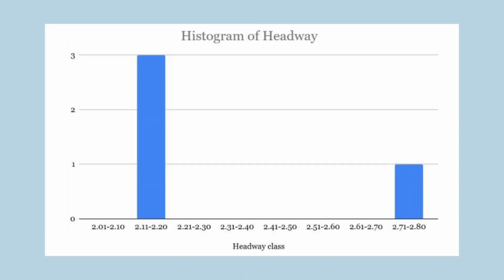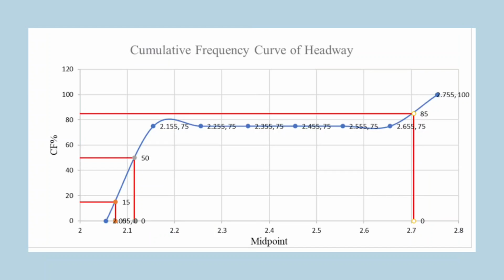From the graph, we can see that most of the headway lies between 2.11 to 2.2 seconds per vehicle. And the 15th percentile, 50th percentile, and 85th percentile can be estimated from the cumulative frequency curve. According to the analysis of the headway data, the mean headway for the V3 movement, that is along Jalan Besaran in Mas, is 2.31 seconds per vehicle. The largest recorded headway is 2.755 seconds per vehicle. The smallest is 2.055 seconds per vehicle, and the range is 0.7 seconds per vehicle.